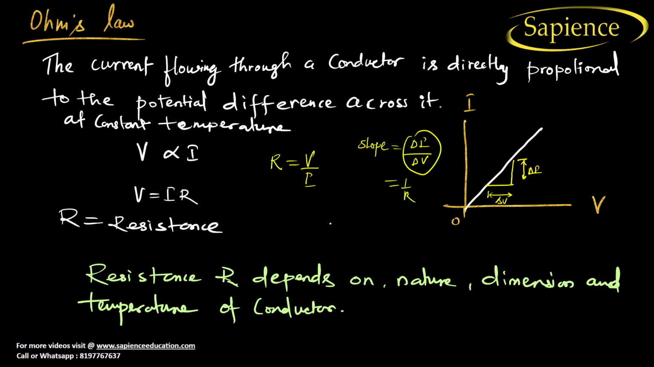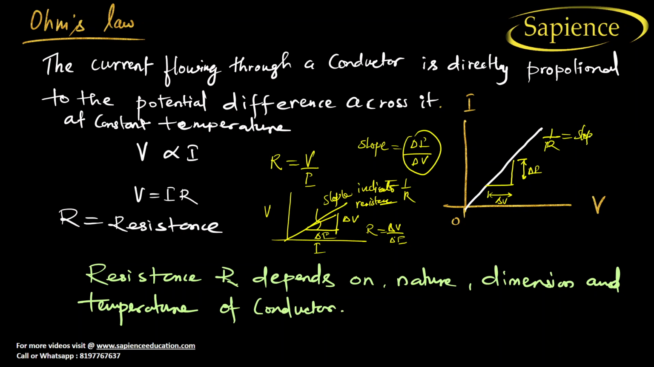But if we draw the curve like this, V versus I, the slope indicates the resistance. See here, this is change in voltage and this is change in current. So here R is equal to delta V by delta I. From here we can understand that the slope indicates the resistance. And in the IV curve, the inverse of the slope indicates the resistance, so 1 by R is equal to the slope.